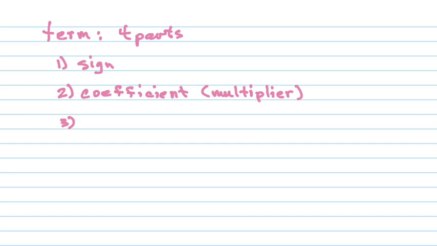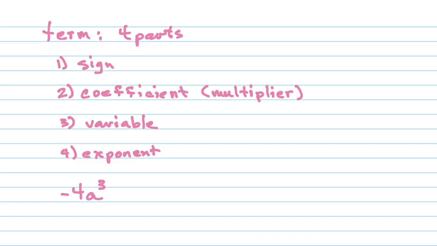Third part is the variable. And the variable simply means the letter, A, B, Z, whatever. And the fourth part is its exponent. Okay? So if I have negative 4a to the third power, that's an algebraic term. It's algebraic because it has a letter in it. If it didn't have any letters in it, then it would just be an arithmetic term. So an algebraic term has 4 parts always.